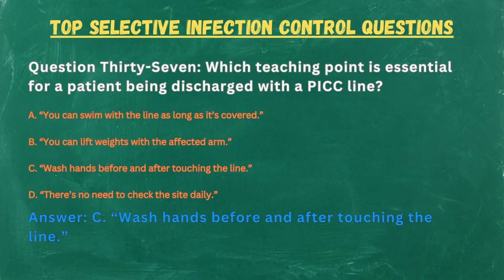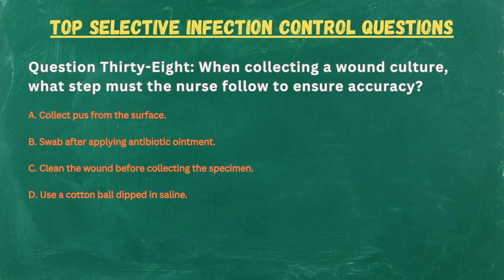Answer: C. Wash hands before and after touching the line. Question 38. When collecting a wound culture, what step must the nurse follow to ensure accuracy? A. Collect pus from the surface. B. Swab after applying antibiotic ointment. C. Clean the wound before collecting the specimen. D. Use a cotton ball dipped in saline.